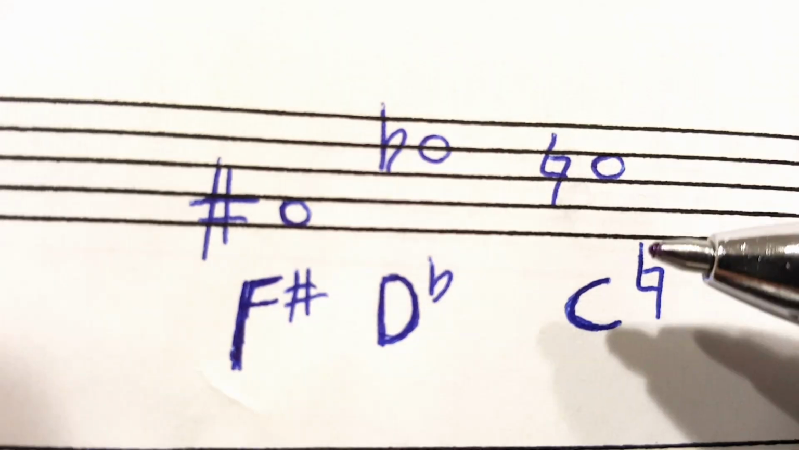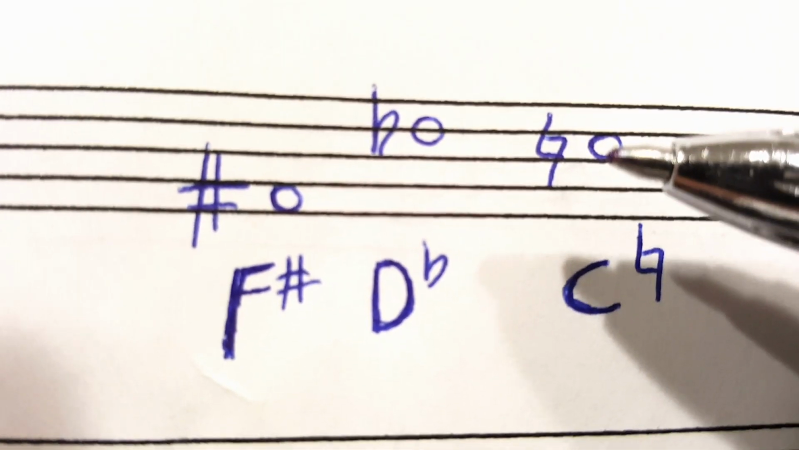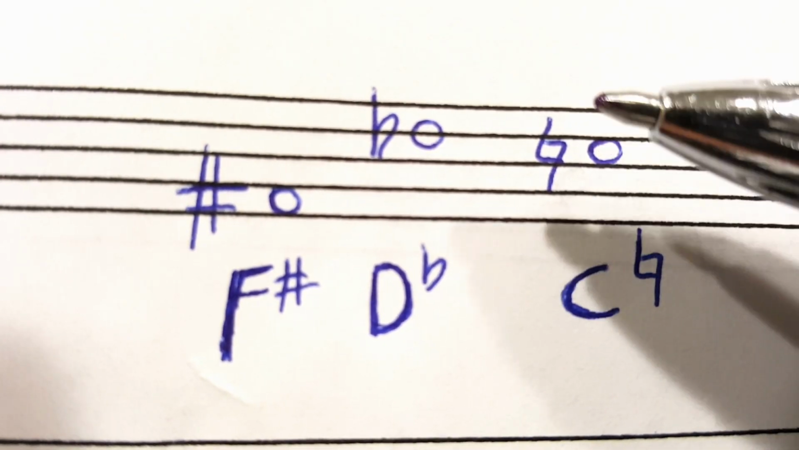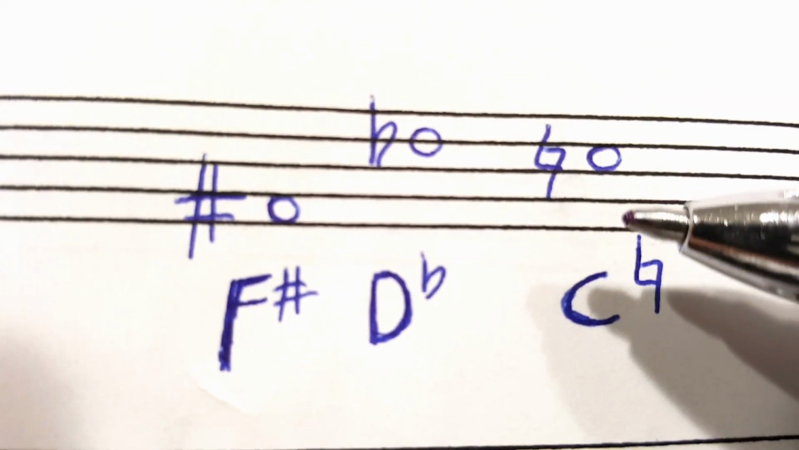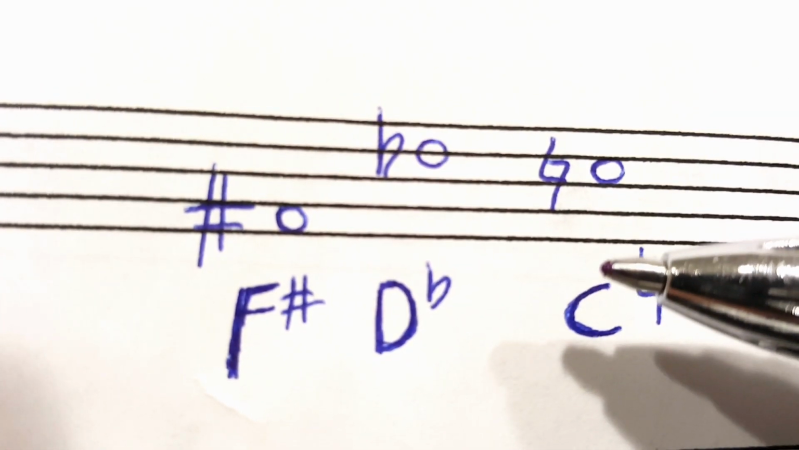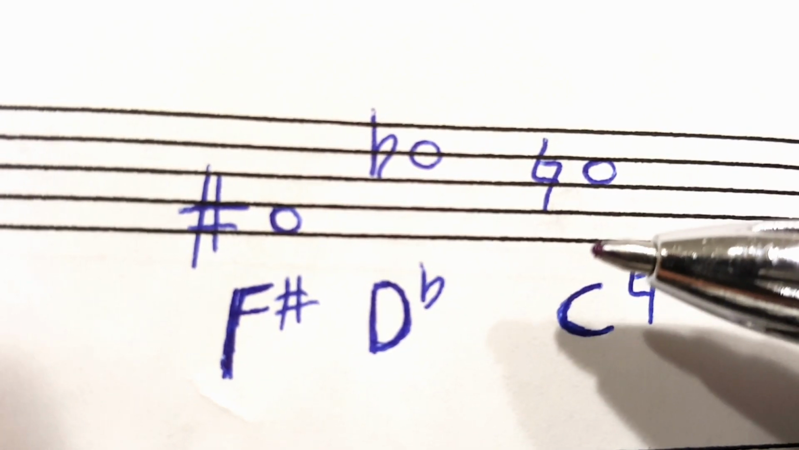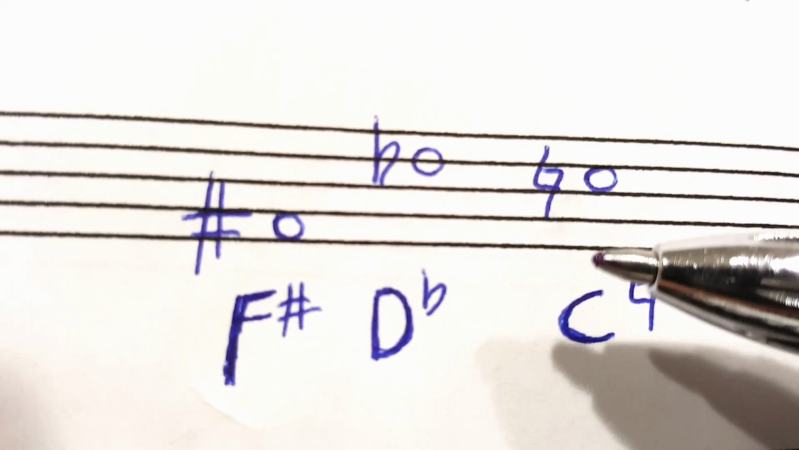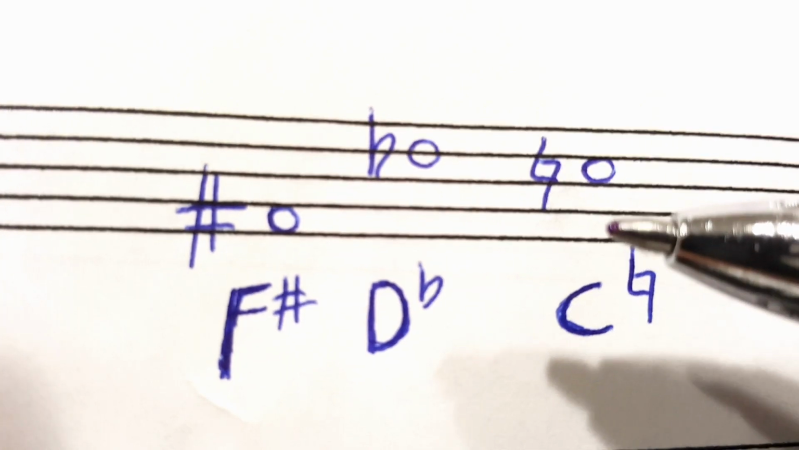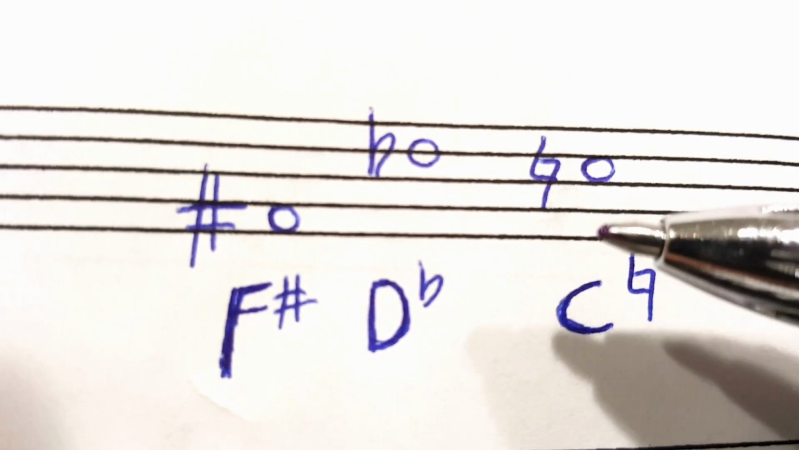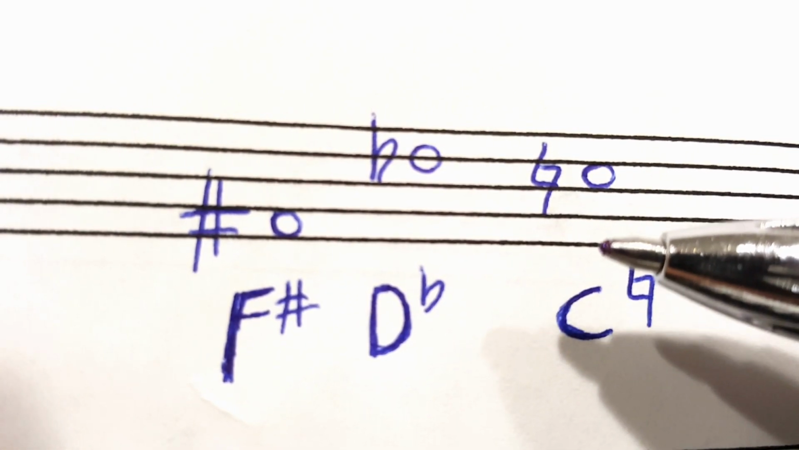So the reason why you would have these symbols before the notes is so that the person playing the instrument would be able to pre-read these notes ahead of time and have the fingering ready for F sharp or D flat or C natural.